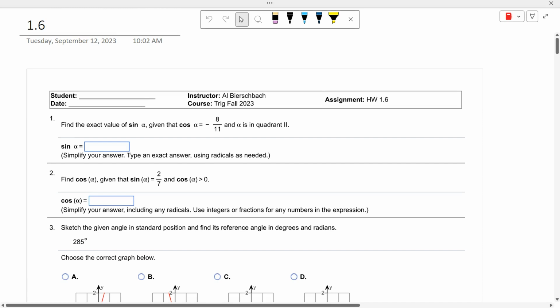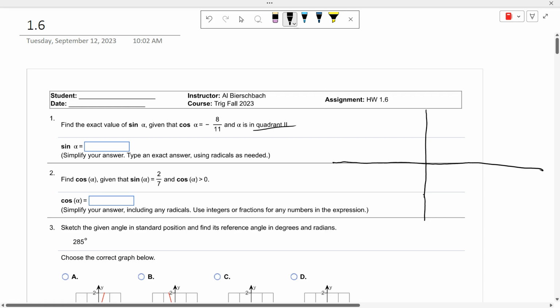On section 1.6, we're relating sine to cosine to tangent to cotangent and all those together. So, if we want to find the sine of A and we're given the cosine and we know we're in quadrant 2, how are we going to find the sine? Well, if we're told what quadrant it is, that is a good clue to draw a quadrant.